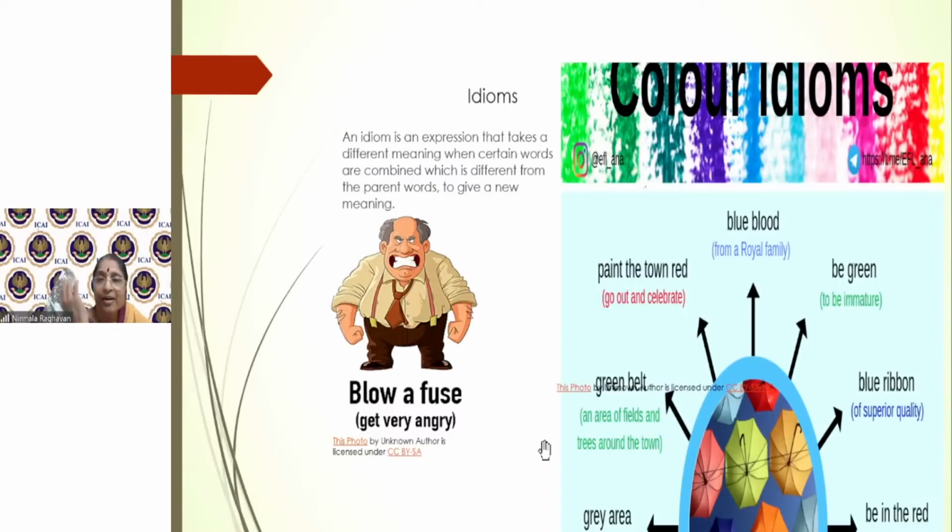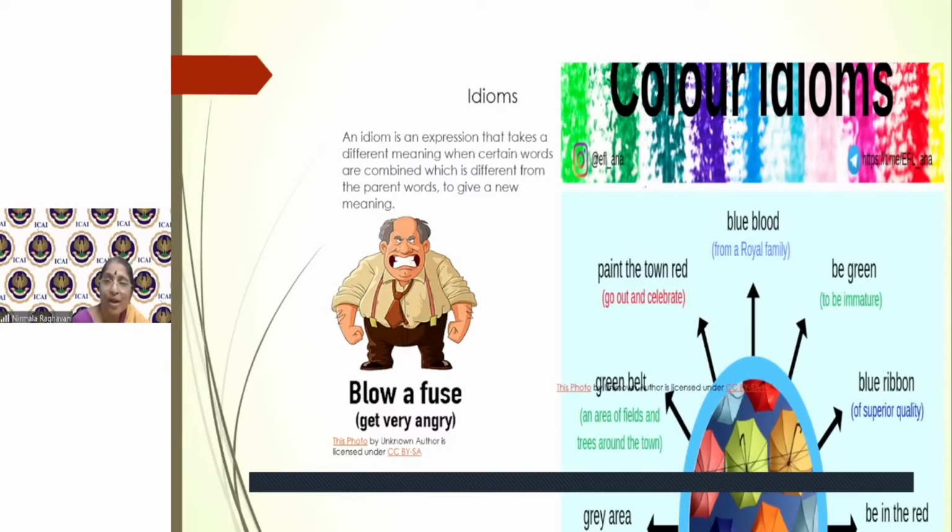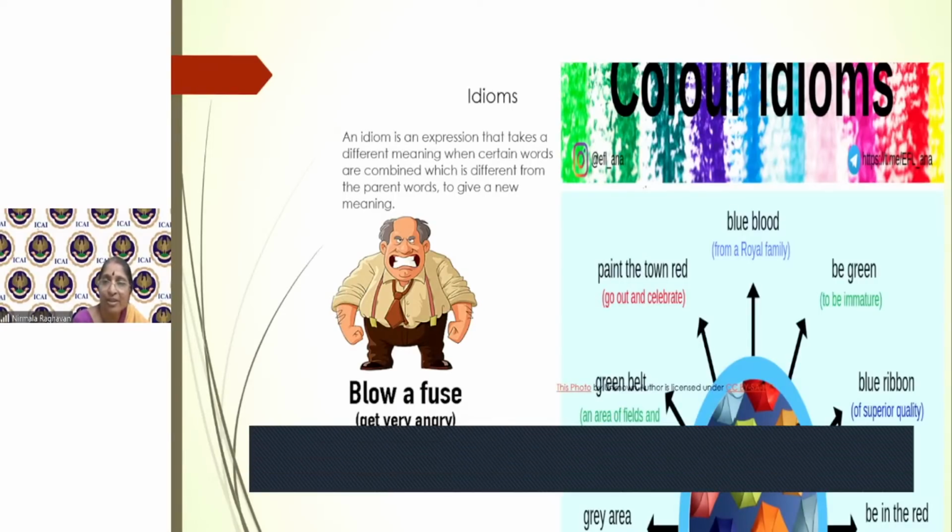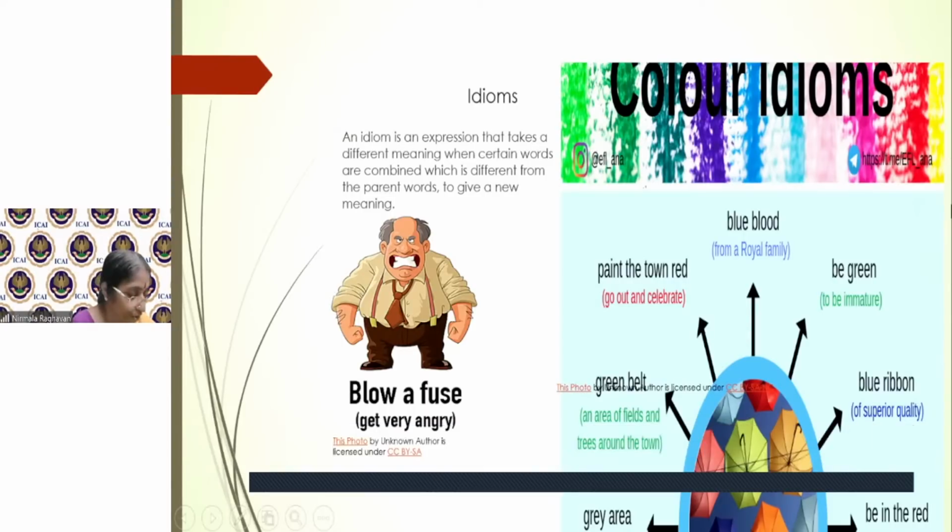Then, idioms that relate to colors. Look at this, blue blood. Okay. Blue blood is royal family. Be green is to be immature. Blue ribbon of superior quality.